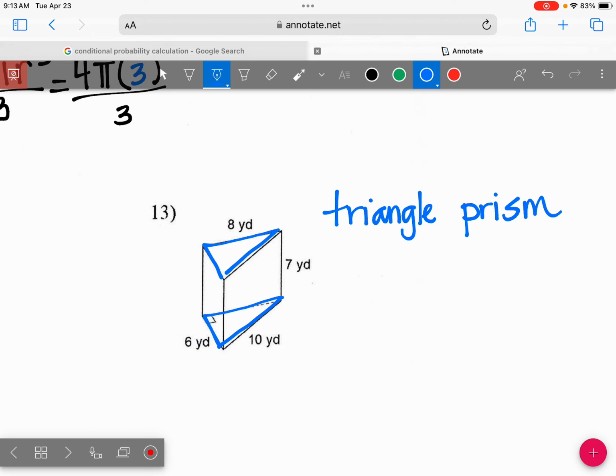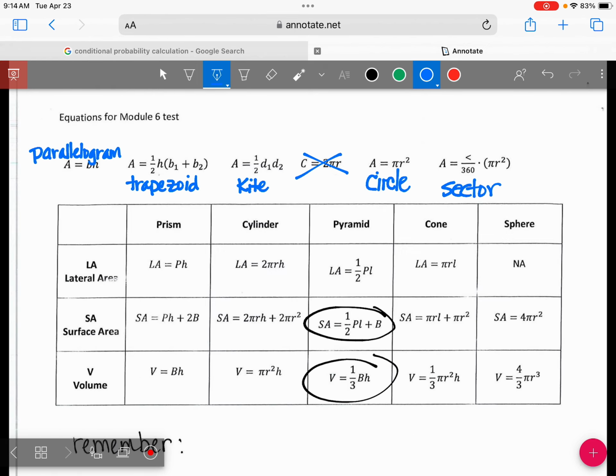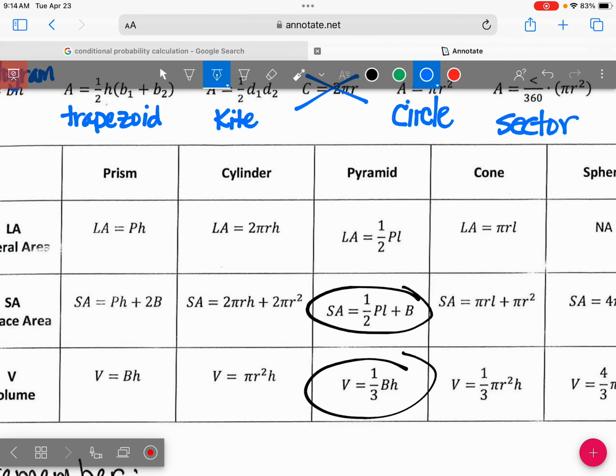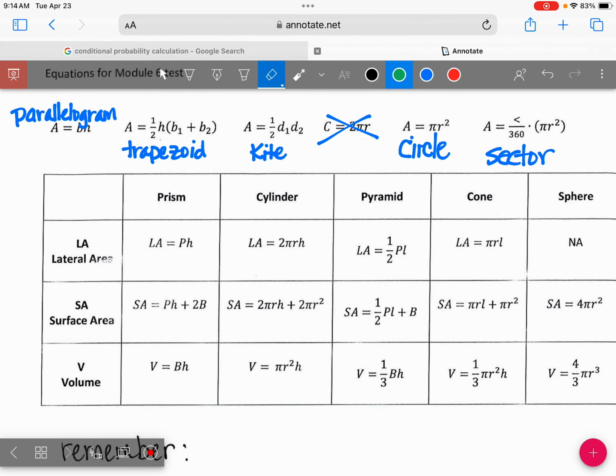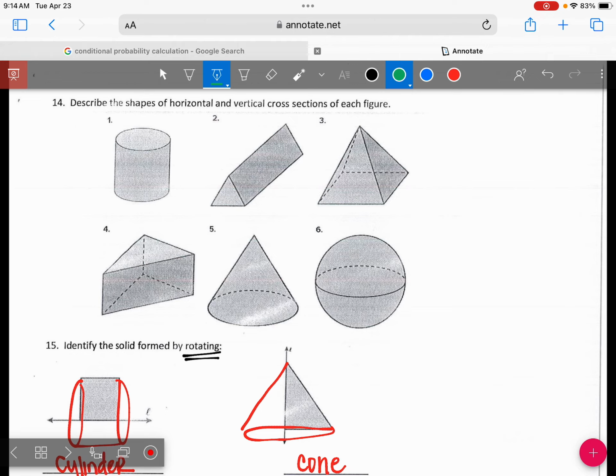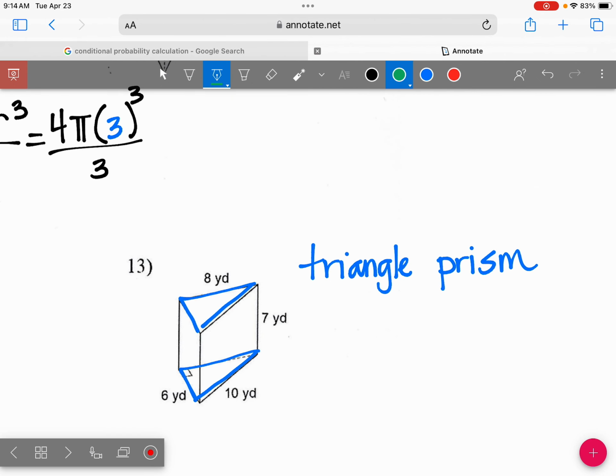That's your formula. So let me go to that last page and get our formulas real quick. So what does it say to do for a prism? For a prism, surface area, let's start off with this one. Go ahead and write this formula for your prism next to number 13. Surface area is PH plus 2B.